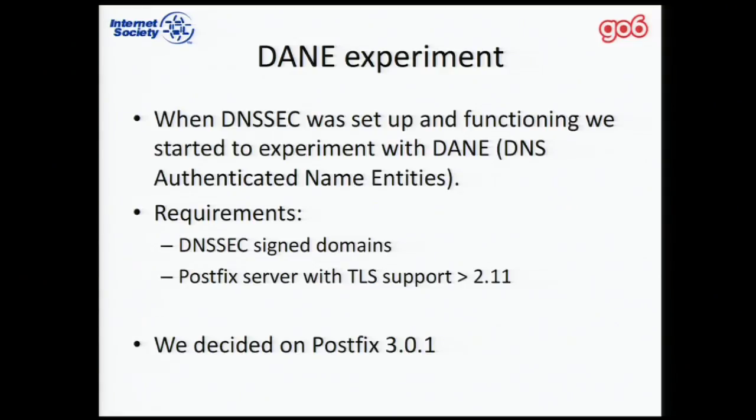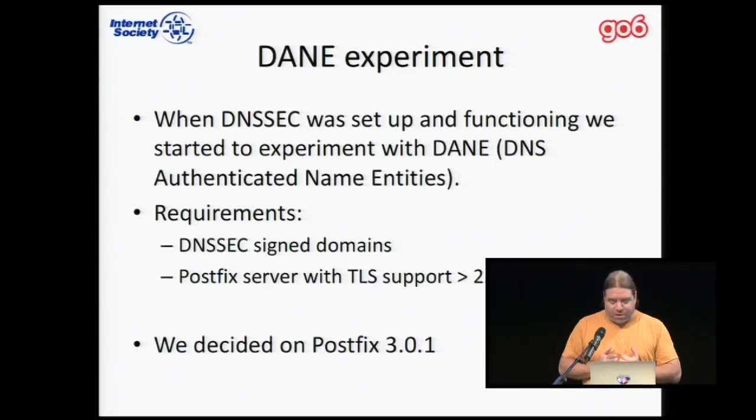Okay, so what were the requirements? The requirement is DNSSEC signed domains, and the other requirement was, because I figured out that web browsers are not supporting DANE yet, I decided to do it for email. Why? Because for web it's a bit easier. For email, it's a bit unexplored area. But what is the requirement? The requirement is a Postfix server with TLS support, and the version must be higher than 2.11. Because before 2.11, there is no DANE implementation in it.